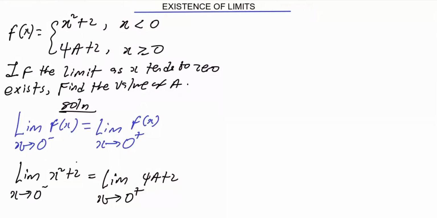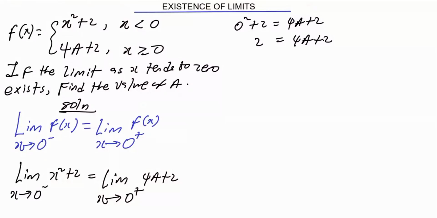So what do we do from here? Here, what's our limit? Substitute 0 here. I'm having 0 squared plus 2 here. Looking at this place, there is nowhere to substitute 0. So you still have your 4a plus 2. There's no place to substitute 0. You still have 4a plus 2. That's it. So here, my answer is 2 equals 4a plus 2.